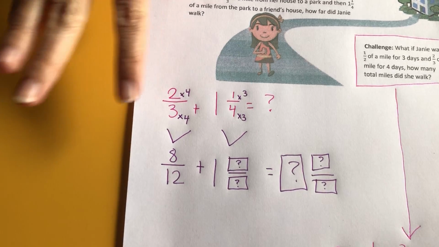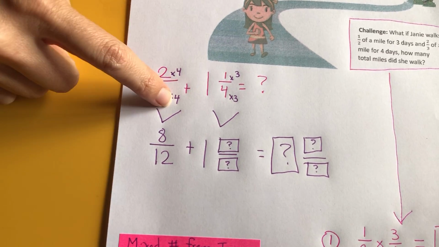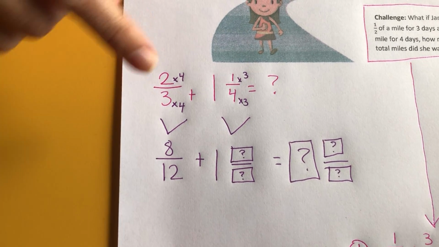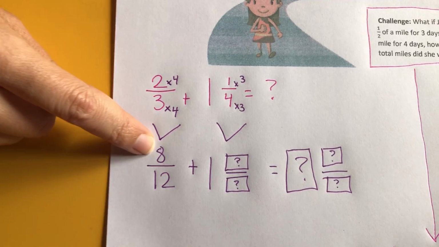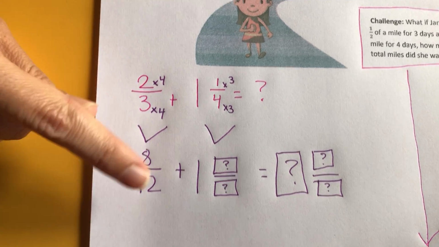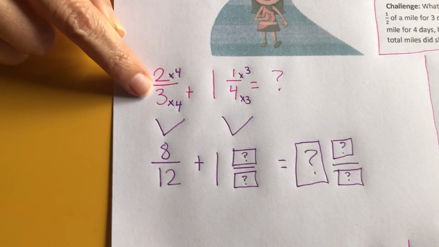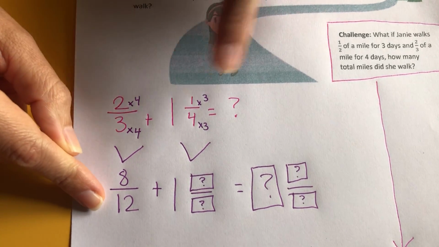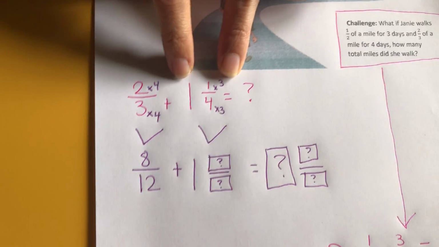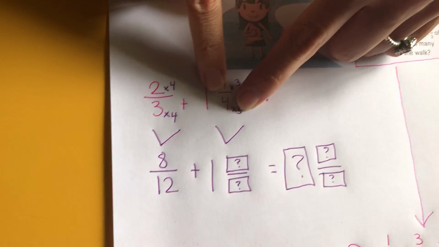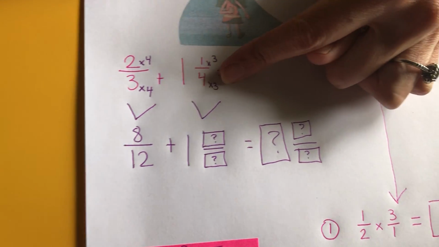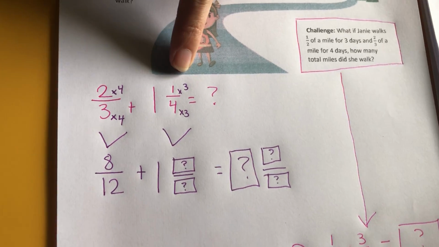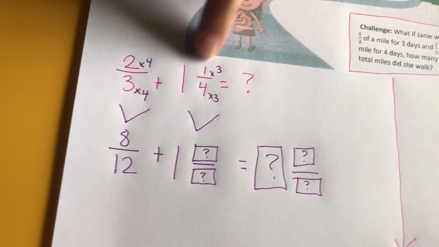So, to get our 3 to a 12, we have to multiply it by 4. Whatever we do to the bottom, we do to the top. So, 2 times 4 gives us 8. 3 times 4 gives us 12. So, 2/3 is the same as 8/12. Now, our mixed number over here, 1 1/4, to get that 4 to a 12, we need to multiply it by 3. Whatever we do to the bottom, we need to do to the top. And so, we've got this to work out.